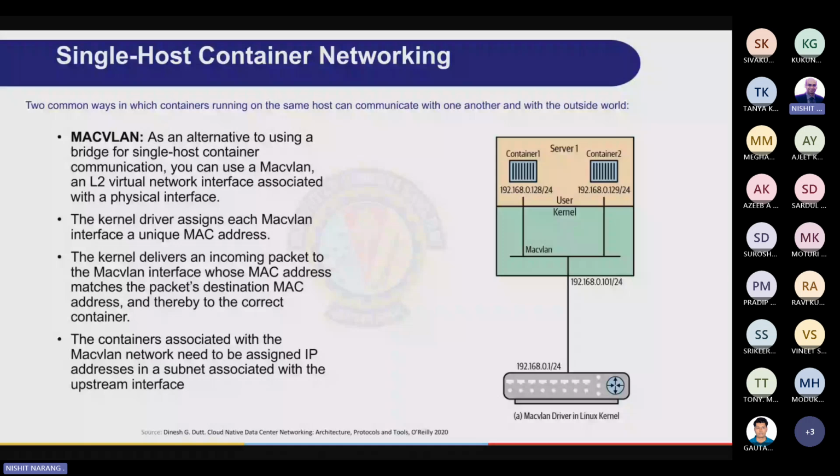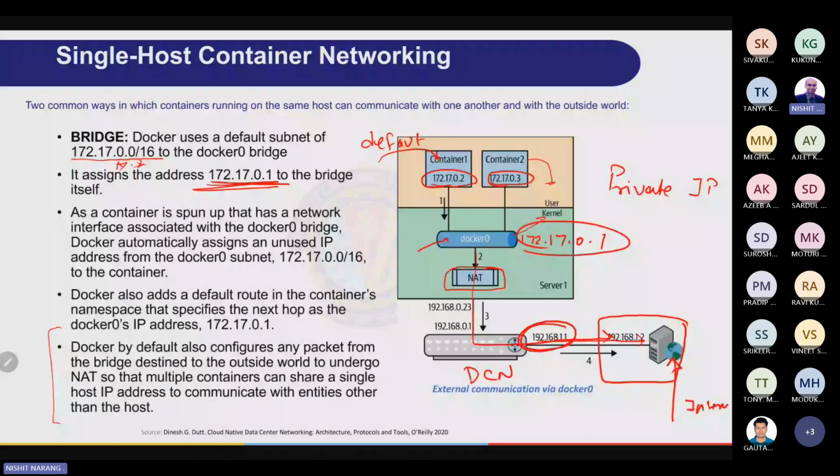So container 1 wants to send something to 172.17.0.3. Docker 0 will get that traffic and route it to the other container. If it's for an external node, then it will pass it through the NAT functionality over the underlay data center network to send it towards the external network.